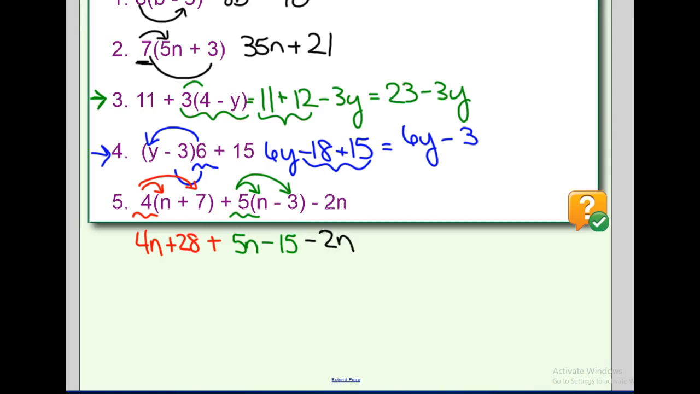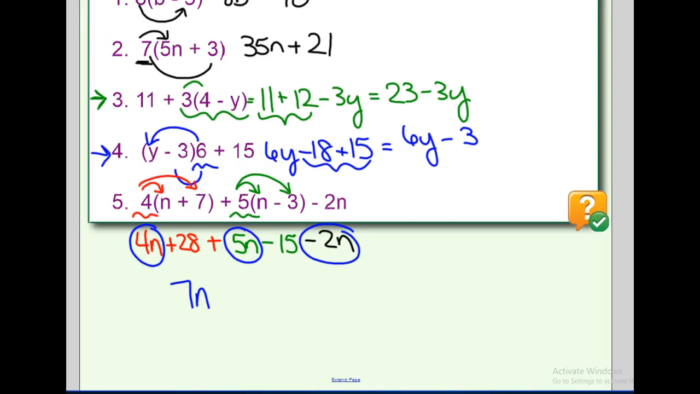So now, have we simplified? No, we've still got n's and whole numbers. So, who can we put together? We can take 4n plus 5n, which gives me what? 9n. Nice job. And then we've got negative 2n. So 9n minus 2n is 7n.